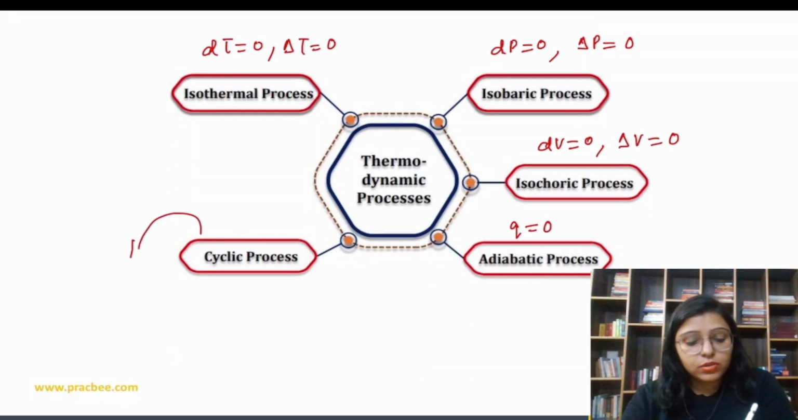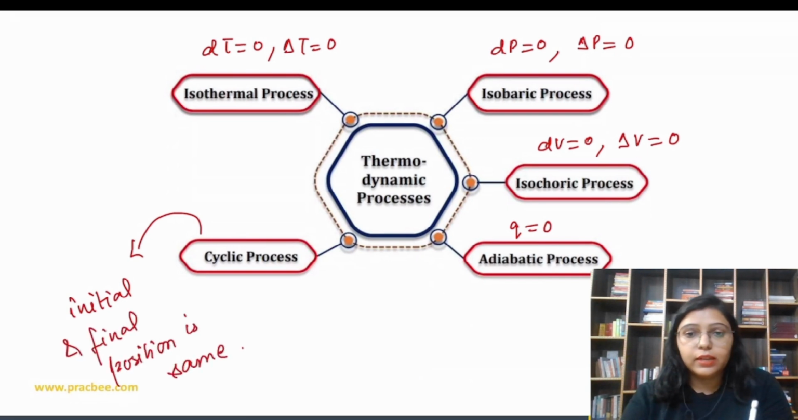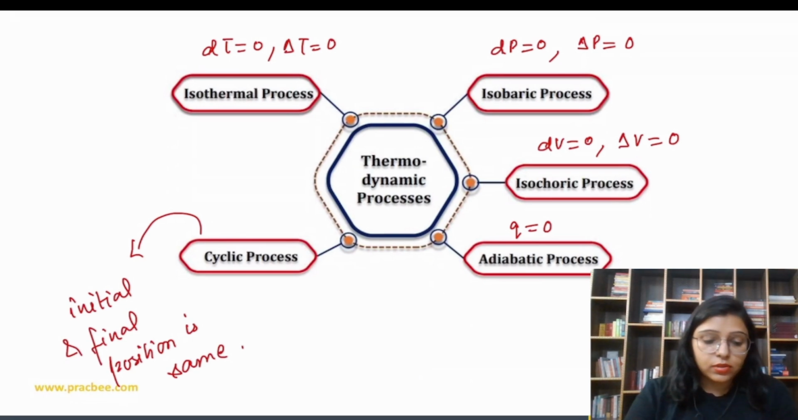So what are cyclic processes? Where the initial and final position is the same, right? That is going to be the cyclic process.